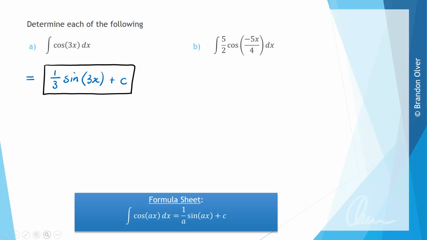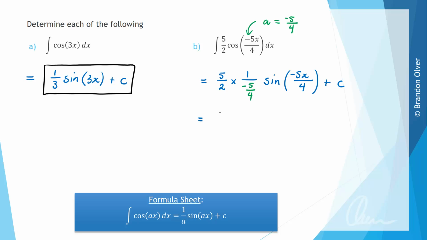For part B, we have the integral of 5 over 2 cos of negative 5x over 4 dx. And we're going to follow the same process. So this is going to equal 5 over 2. That constant that's multiplying cos will still multiply the antiderivative, multiplied by 1 divided by, and this time the a term, or the coefficient of x, is negative 5 divided by 4. So not just negative 5, but negative 5 over 4. So that's what we're going to put here, times 1 on a. And then this would multiply sine of negative 5x over 4 plus c.